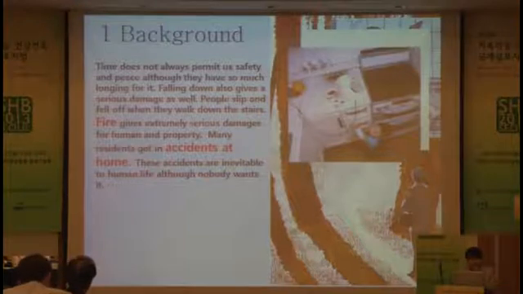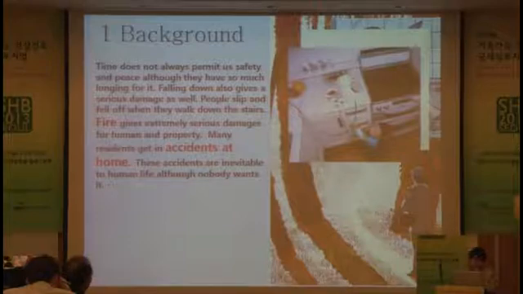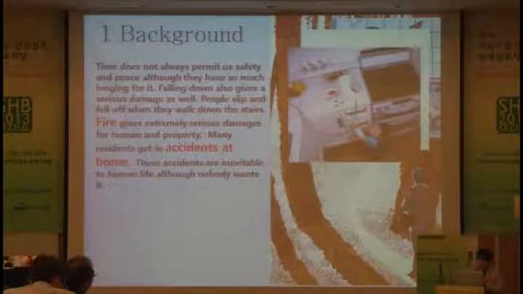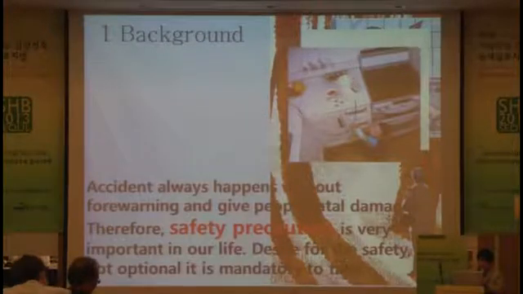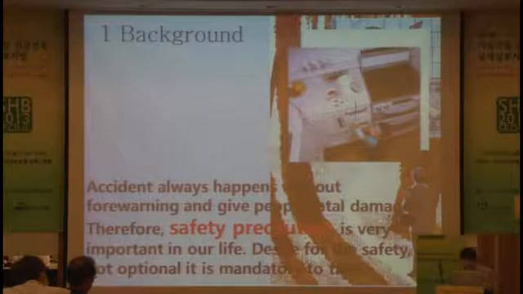Fire causes extremely serious damage to humans and property. Many residents get in accidents at home. These accidents are inevitable in human life. Desire for safety is not optional, it is mandatory.